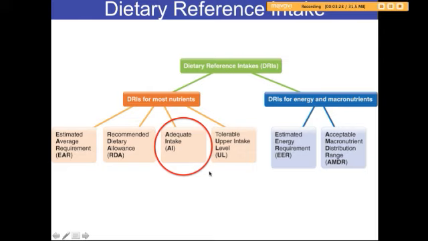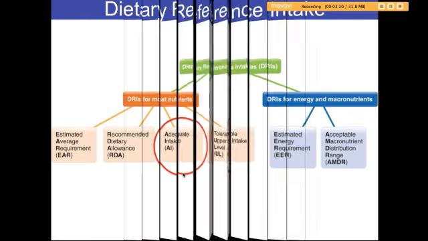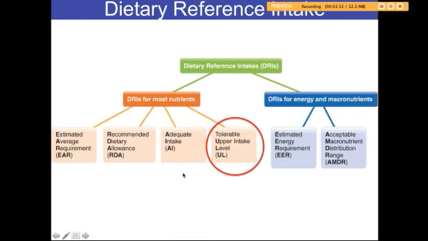Because nutrition is such a new science, we don't actually know what the RDA is for every nutrient. So sometimes we need to rely on adequate intake. Adequate intake is the recommended average daily nutrient intake level based on observed or experimentally determined estimates. So in this case, they're only estimating what should be consumed. For example, vitamin K and fluoride have AIs, adequate intakes, instead of RDAs.